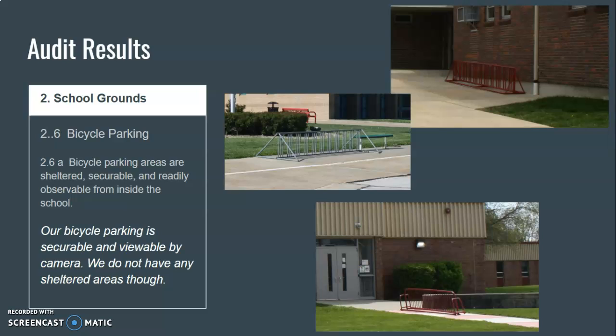audit. More on school grounds, bicycle parking. We have no covered areas. They're saying sheltered areas again. We really don't have any shelter. Now, one thing we do have is we have cameras on them, which is good because we haven't had any theft or anything on those bike racks. But they aren't sheltered.